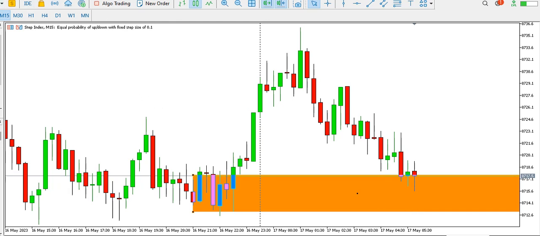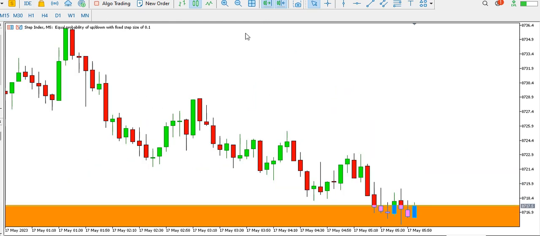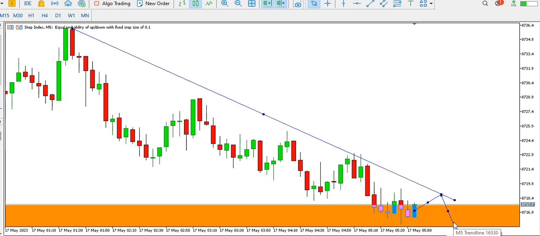Okay, let's look at the 5 minutes time frame. Price is bearish on the 5 minutes time frame. Look at this trend line, the descending trend line. All you need to do is allow price to come back to this trend line, then you sell. All right, so that's for Step Index on the 5 minutes time frame.